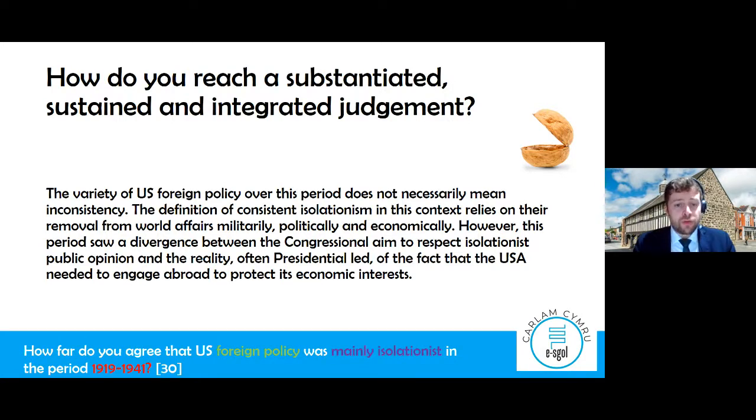The variety of US foreign policy over this period does not necessarily mean inconsistency. The definition of consistent isolation in this context relies on the removal from world affairs militarily, politically, and economically.